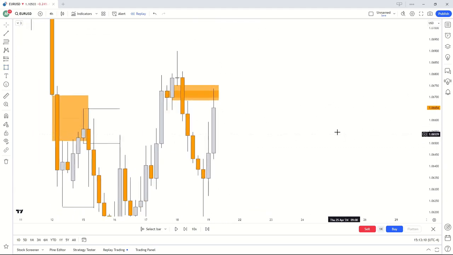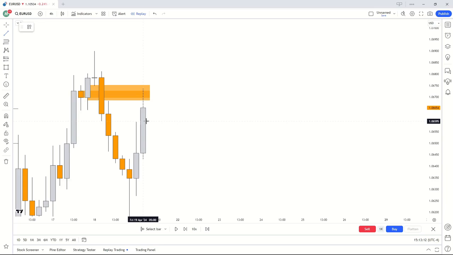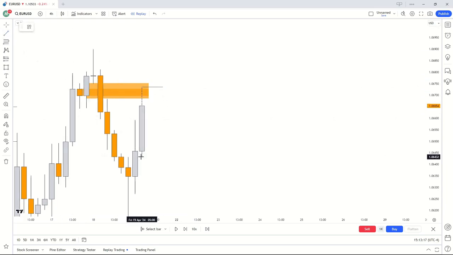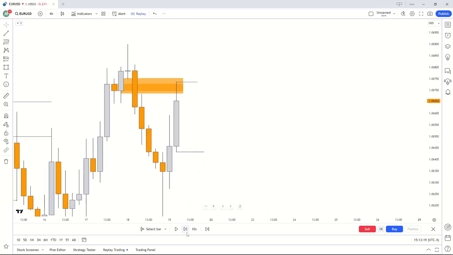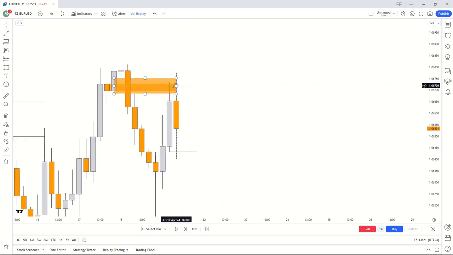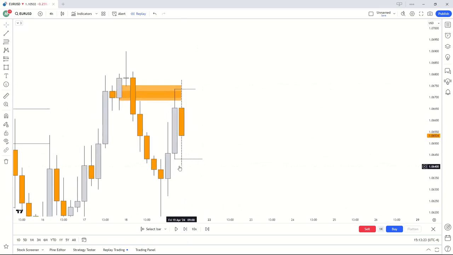Now, from this high, we know this is our 5 a.m. candle right here. If I mark out the high and if I mark out the low, if I play out the next candle, you can see we sweep the high and we instantly go to sweep the low.